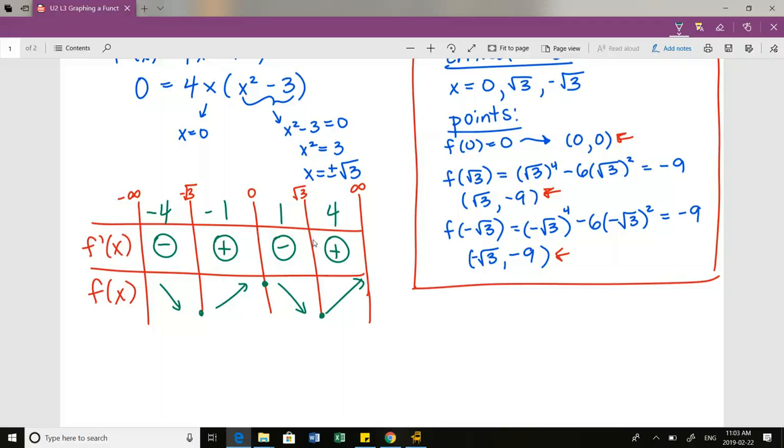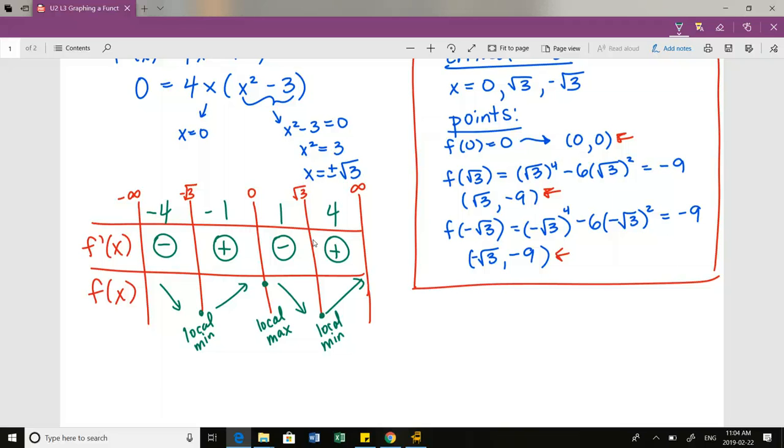This guy is going to be a local min. This guy is going to be local max. And this guy is going to be local min. Nope. We haven't done anything with second derivative yet. These are critical numbers, or local extrema. They're like turning points, the tops of turning mountains and valleys.